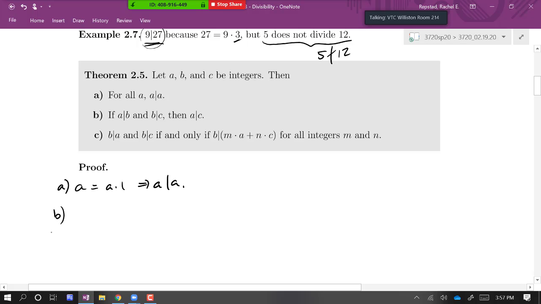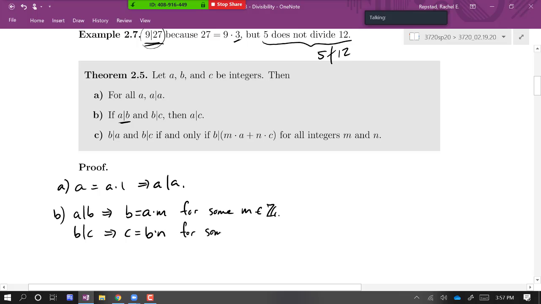Part B says, if A divides B and B divides C, then A divides C. Let's start with these. The first part of the if is that A divides B. A divides B implies that B is a multiple of A. So that means B is equal to A times M for some M in Z. And B divides C implies that C is equal to B times N for some N in Z.